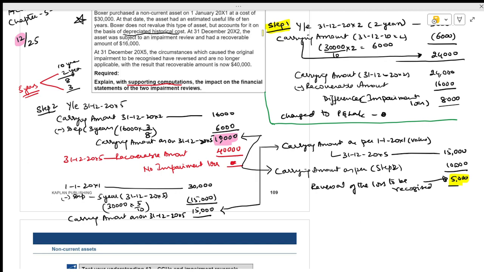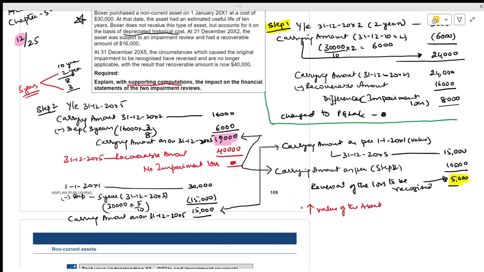How do we have to do it? We have to increase the value of the asset, and we have to show it as a gain. Okay, what do we have to do? We have to increase the value of the asset by debiting it.